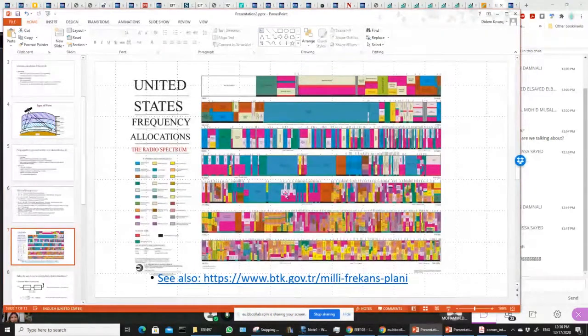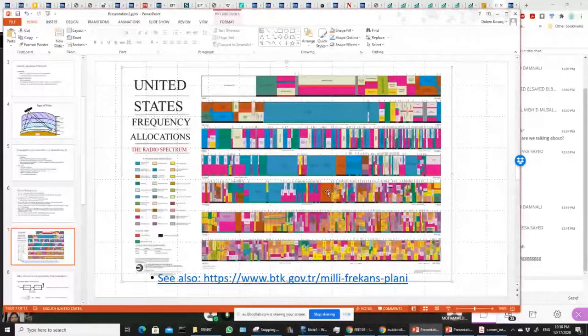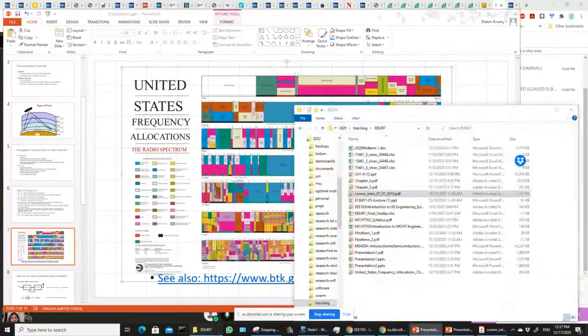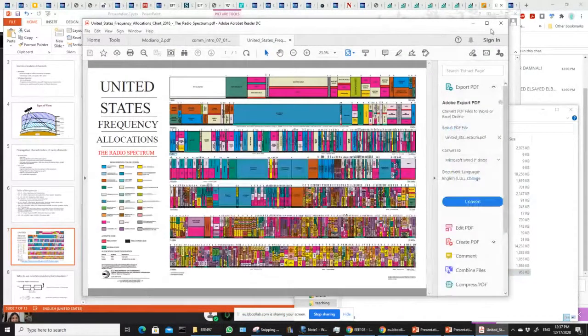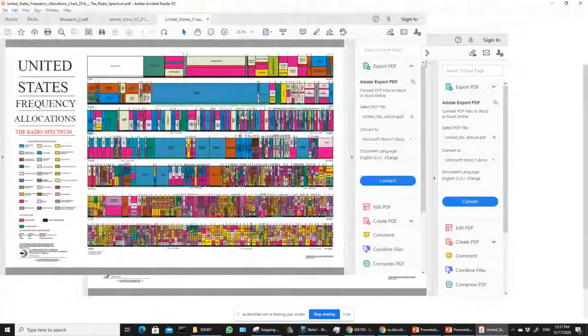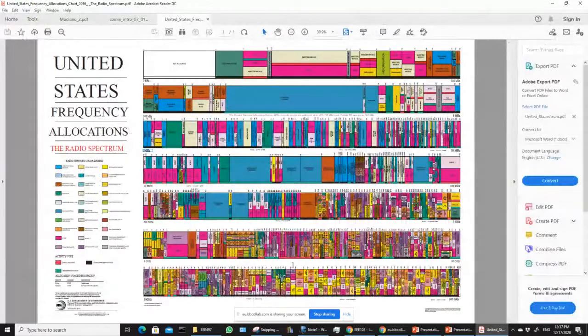Okay, this is actually the US frequency allocation. I put up the figure for this as well last week. You can't see anything here, but this is going from 0 kilohertz all the way up to 300 gigahertz. And it shows you this is a plan of how the US uses all the frequencies.